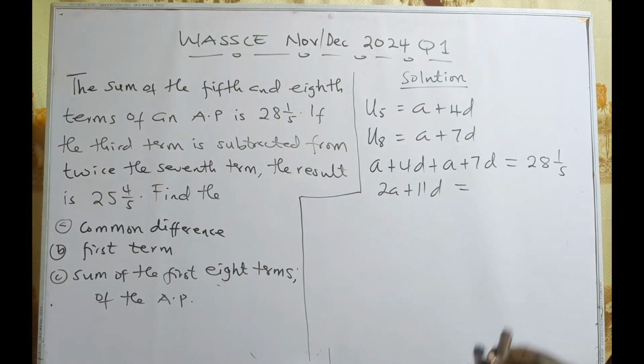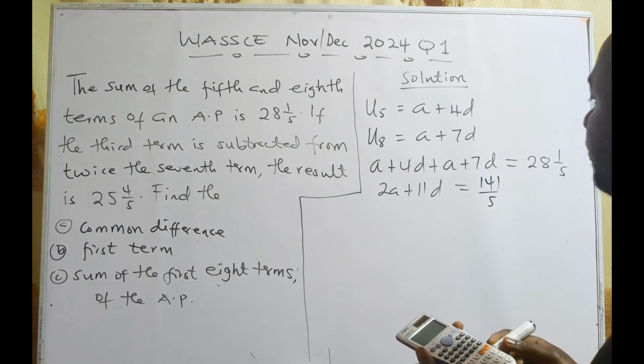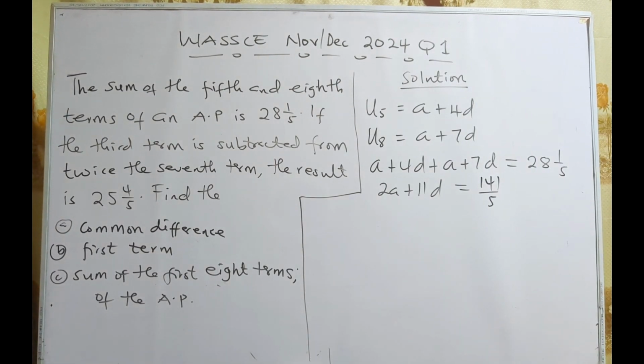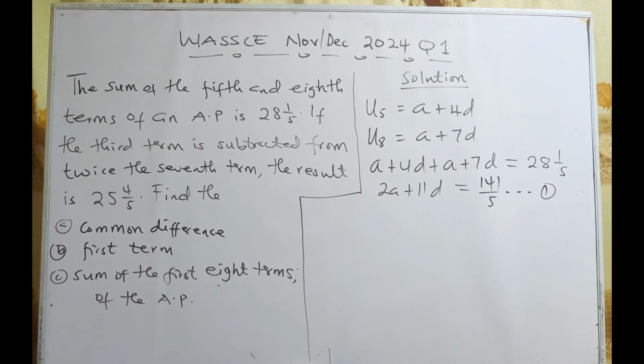Let me write this as an improper fraction. 28 whole number 1 over 5 is 141 over 5. So let's put this down as equation 1. Then let's go to the next statement.